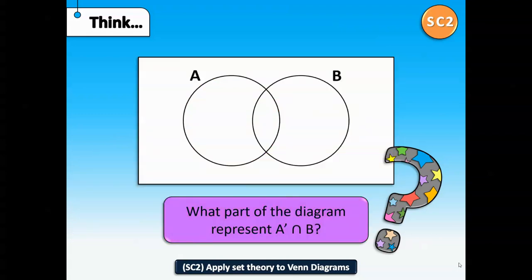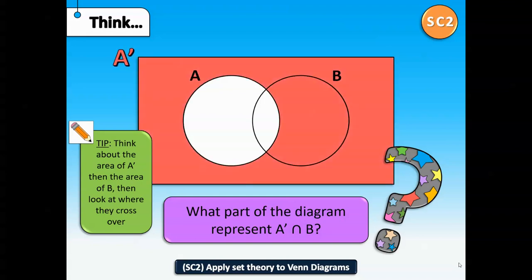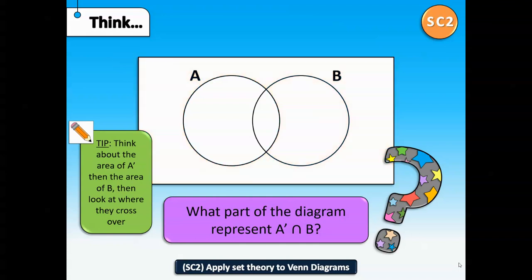What part of the diagram represents the complement of A intersected with B? So think about the area of the complement of A, then the area of B, and look at where they cross over. So this is the complement of A, and this is B. So the part where they crossed over was this bit here.